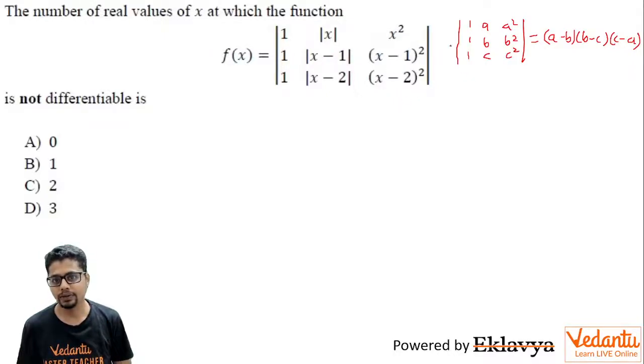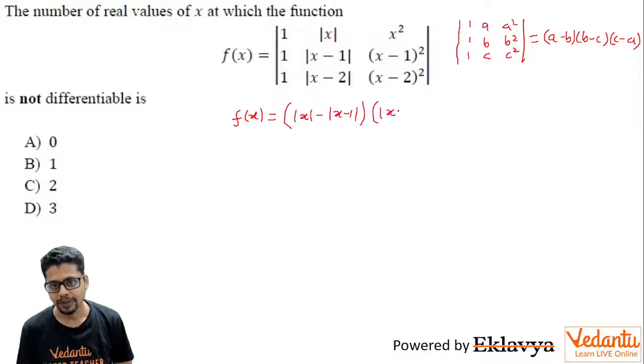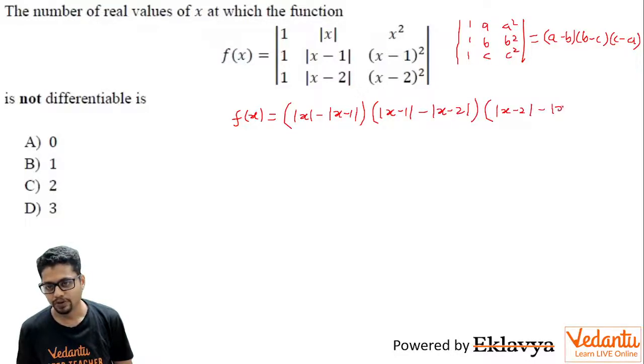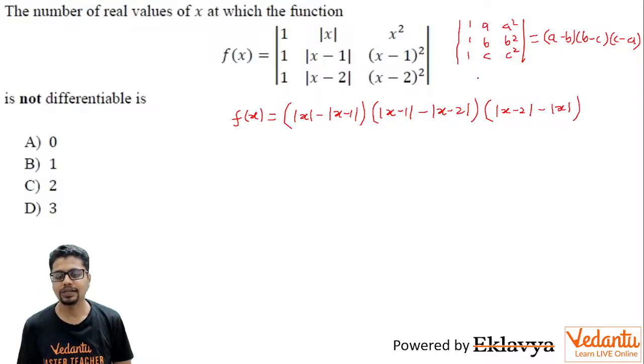So comparing the two, you can easily see that f of x is essentially what? It is (mod x minus mod of x minus 1), (mod of x minus 1 minus mod of x minus 2), (mod of x minus 2 minus mod of x), based on the same understanding. And what we want is the number of real values of x at which the function f of x is not differentiable.